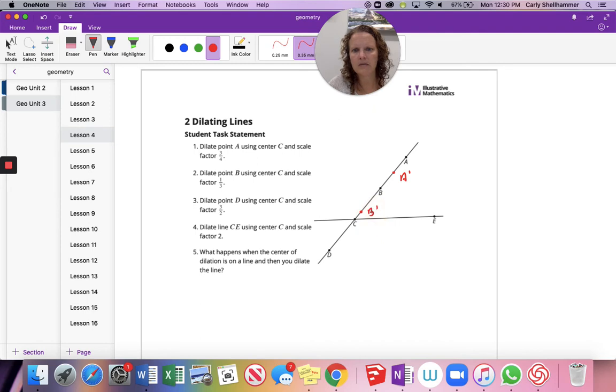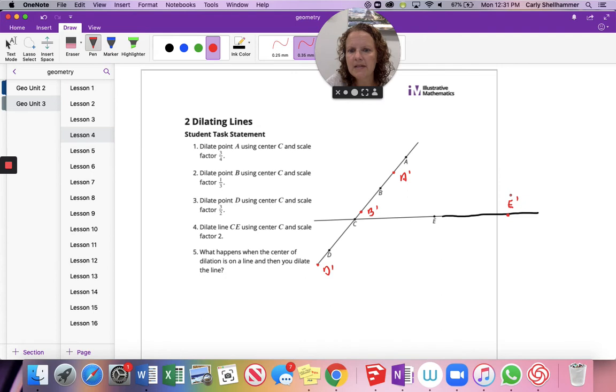B prime, point D, scale factor of 3/2. So that means it's bigger. So we're going to go out here. And then dilate line CE using center C and a scale factor of 2. Well, I can't dilate a whole line, but I can dilate that point. So scale factor 2 means that's going to double, and we'll eyeball it right about there.